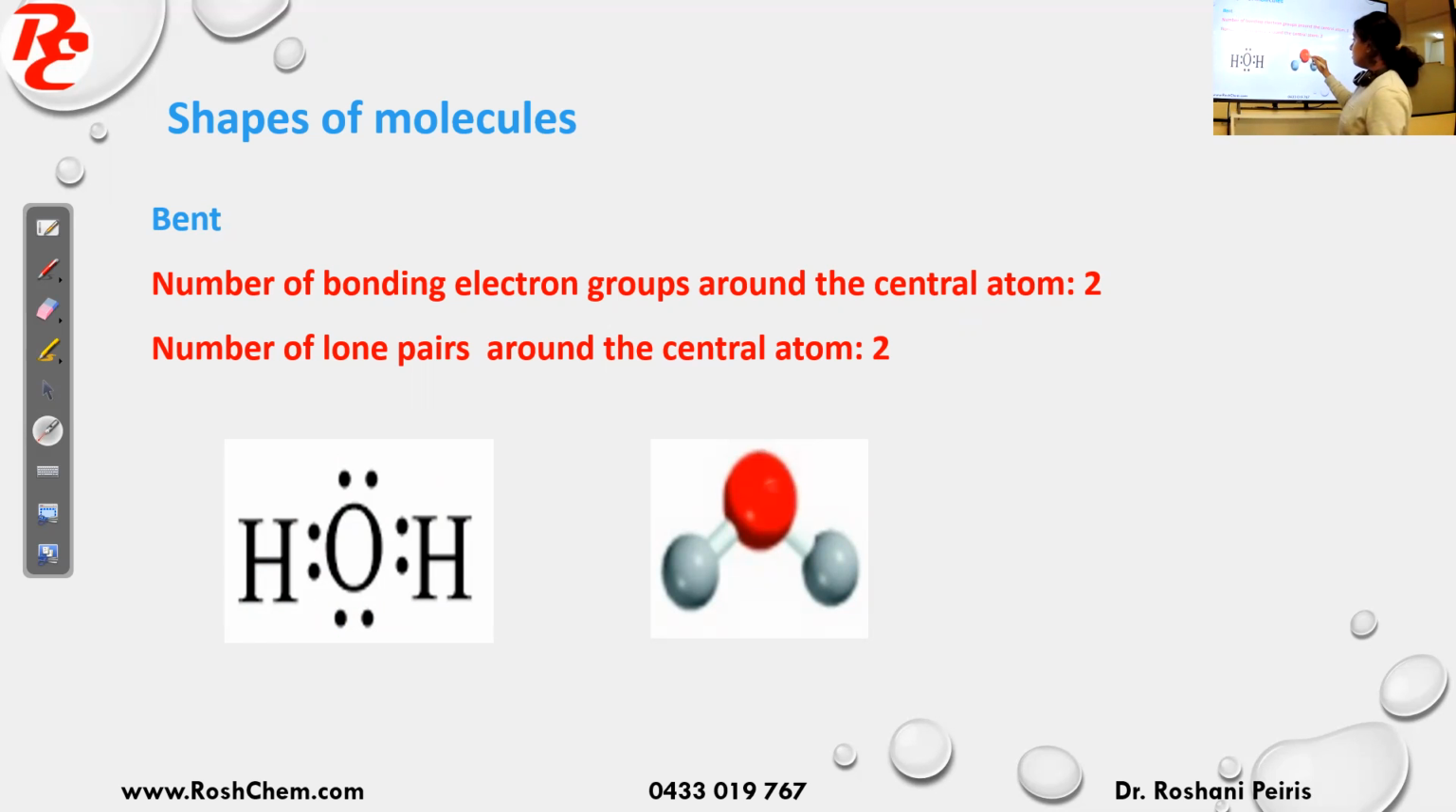So this is how the bent shape looks in 3D. That's the central oxygen atom, and these are the 2 hydrogens around that.